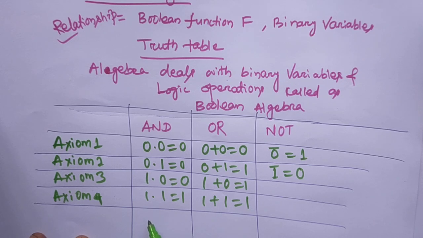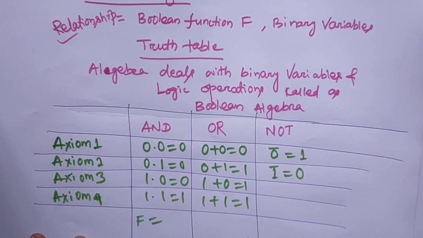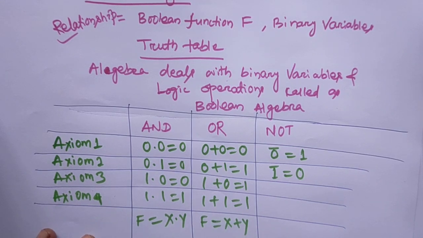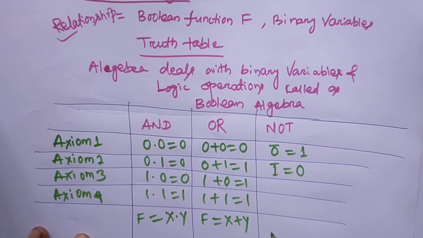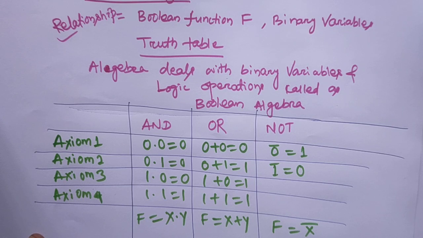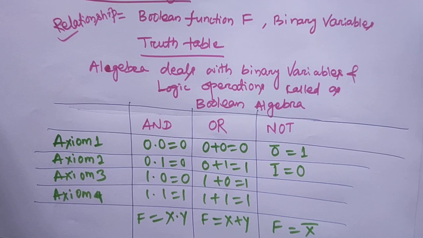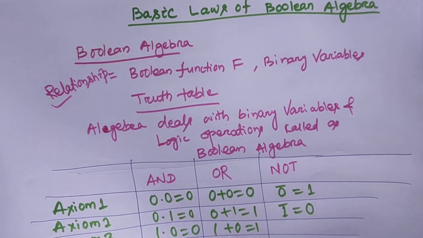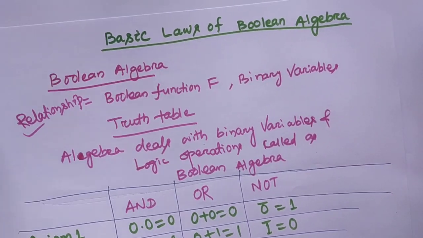Very simple. If we go through Boolean functions, f can be defined as x dot y. Here f is defined as x plus y, a very simple way. The Boolean function f defines x dot y, x plus y. Here f defines x complement, whatever value we take, x complement. In this way, different operations and their corresponding axioms we can also consider, and we can prove them through what we call a truth table.